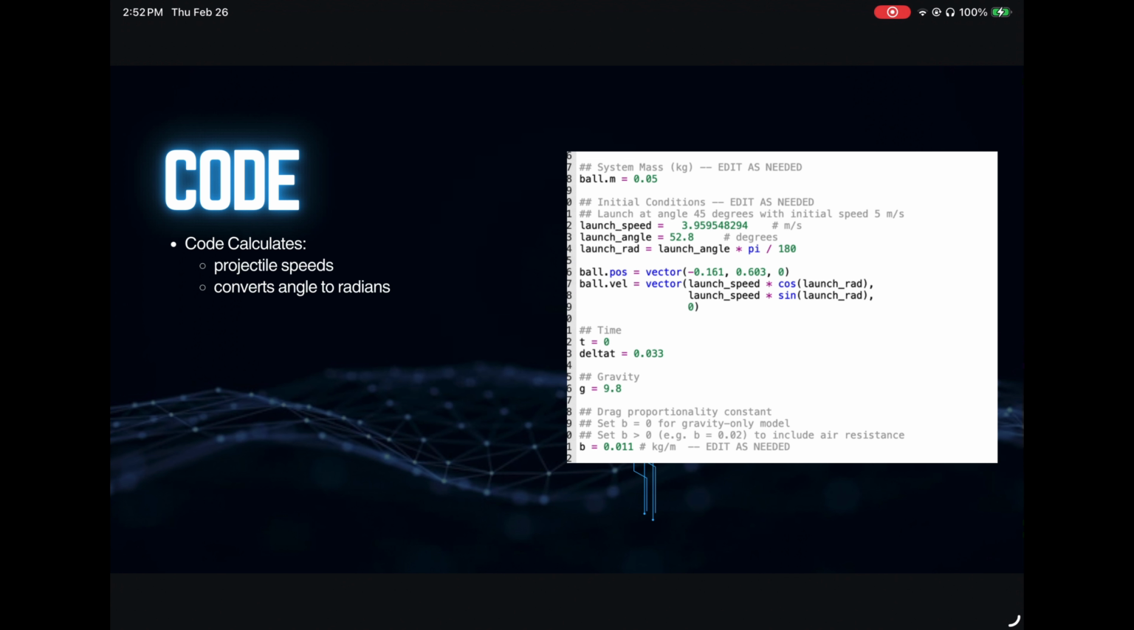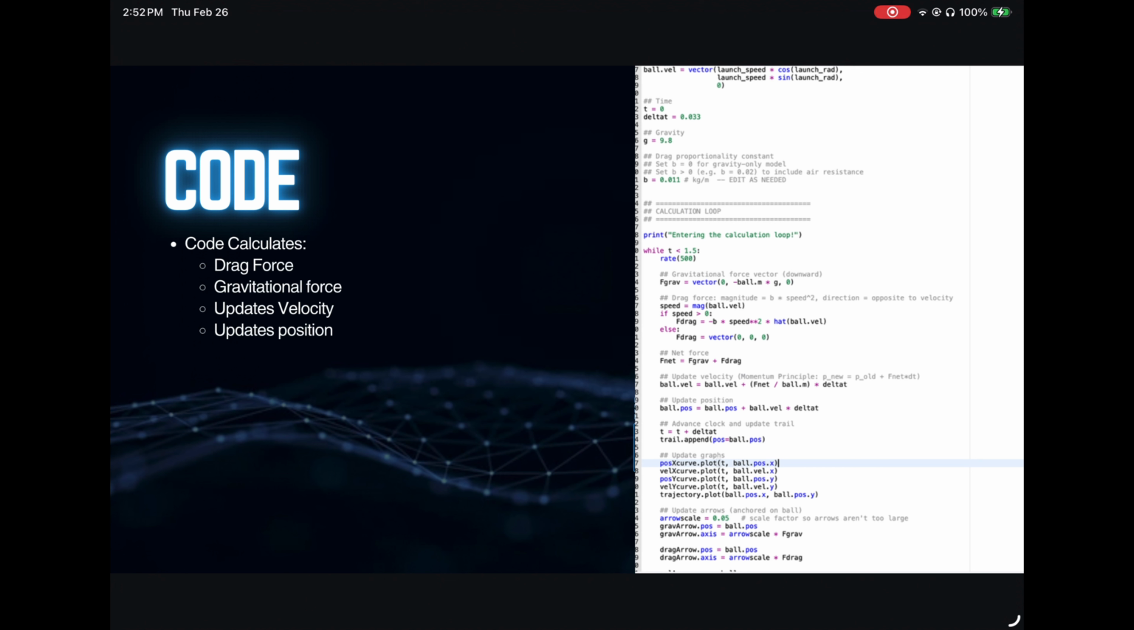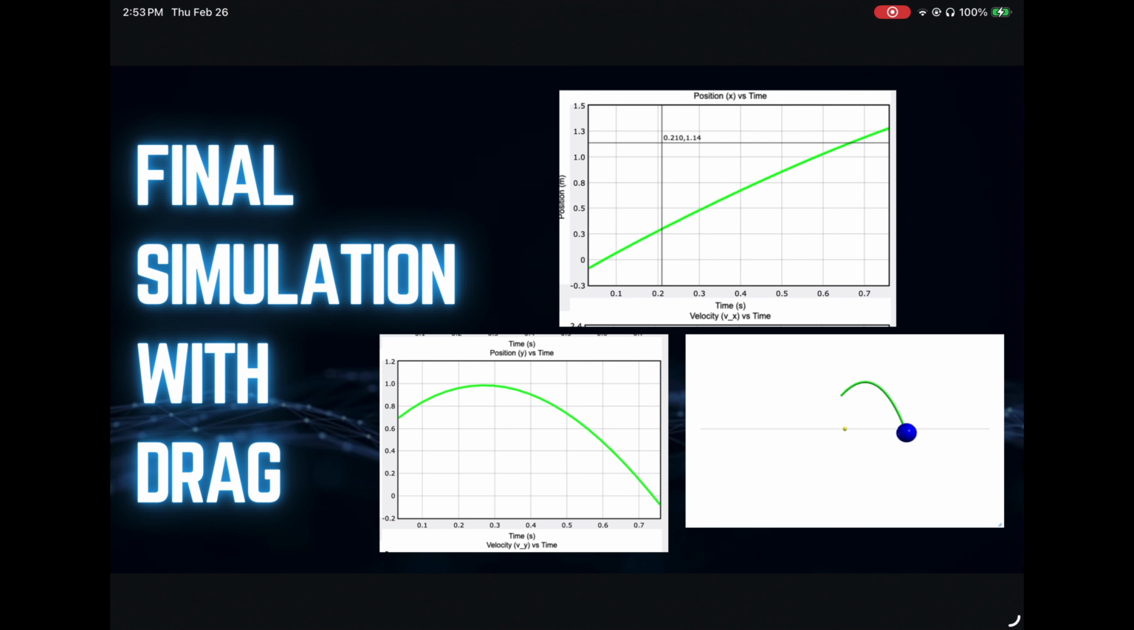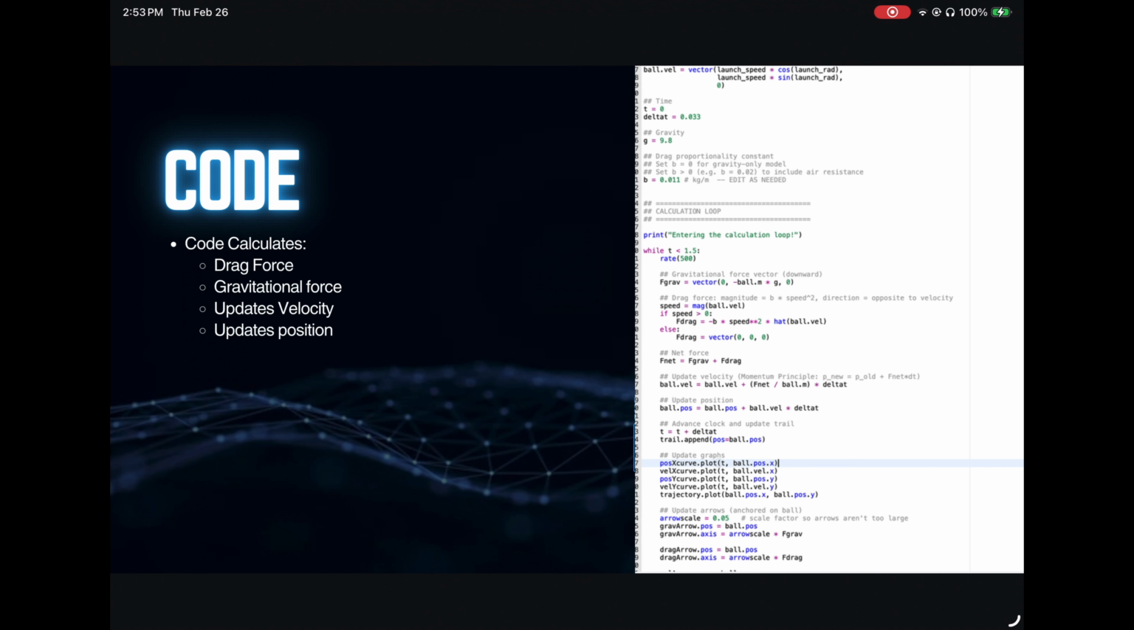So then the second part of the code was focusing on calculating the drag force and then also the force of gravity, with F drag being negative b times speed squared times the velocity hat. Then also calculating F gravity, and then adding those together to get the net force, then dividing that by the mass, and then multiplying that by the time to get the updated velocity, and then using that to get the updated position in this line.